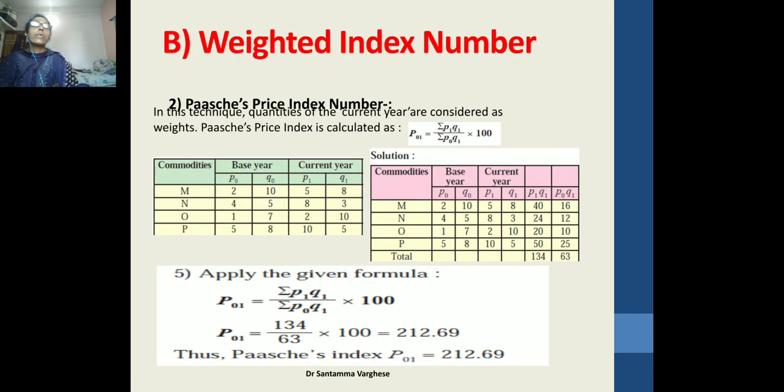Now we are going to study the second formula of the weighted index number, Paasche. Paasche is also an economist. According to his calculation, he developed an index number a little different from Laspeyres'. How did he make it different? In this technique, quantities of the current year are considered as weights, and Paasche's price index is calculated. This means the current year is considered as the base year, according to Paasche.